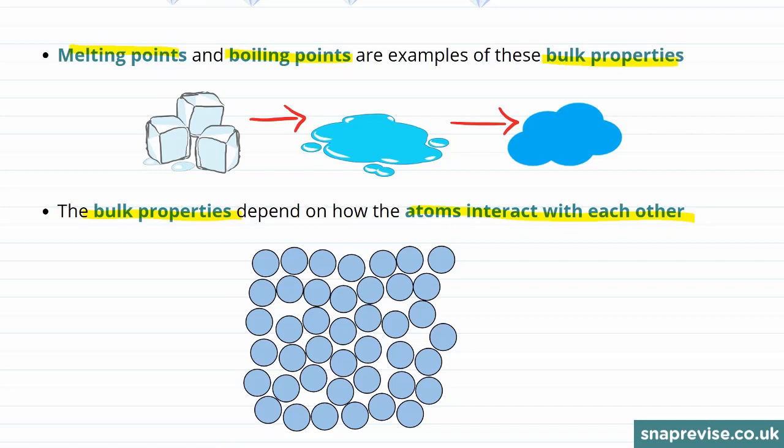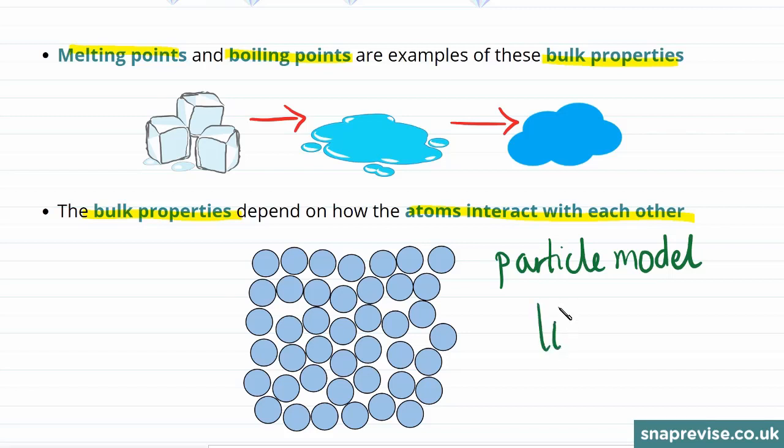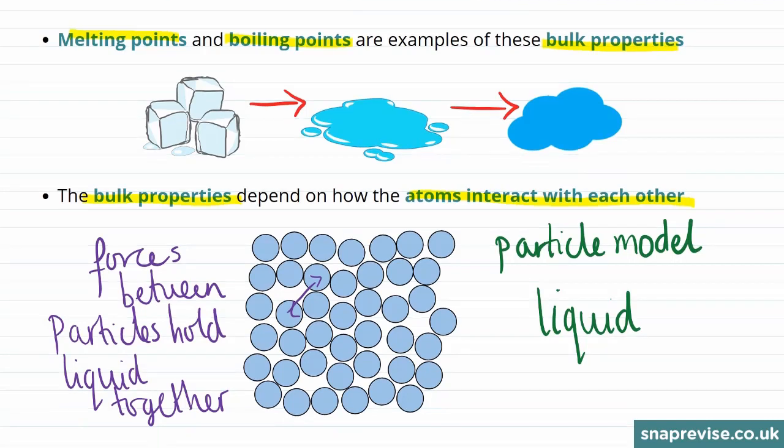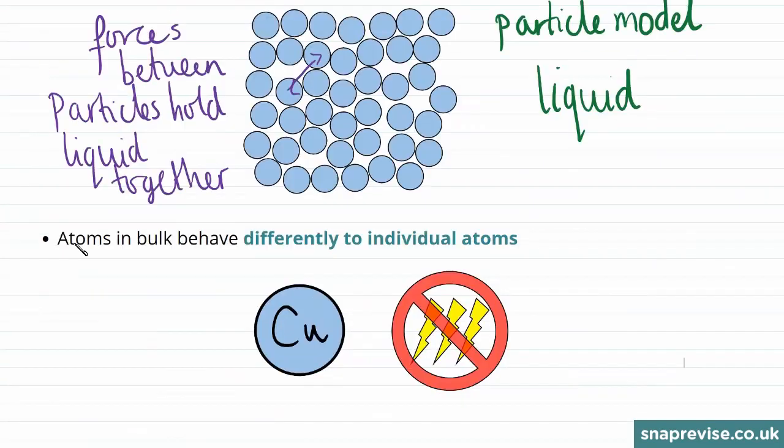For example, if you've watched our video on states of matter, you'll know that this diagram indicates a particle model representation of a liquid, where the particles that make up this liquid are held together by forces. These forces are fairly strong and hold the liquid together, but do allow for some movement. The fact that this sample is a liquid depends on the interaction between the particles, and we can say that atoms in bulk will behave differently to individual atoms.